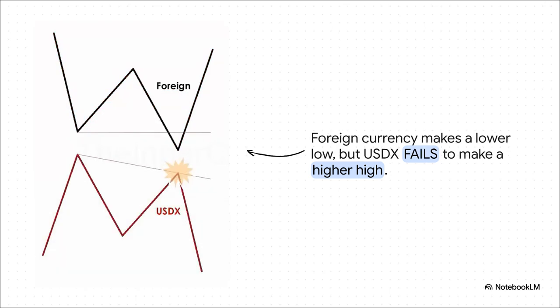Let's say the foreign currency makes a new lower low, and it looks super bearish on the surface. But at the exact same time, you look over at the dollar index, and it fails to make a new higher high. The dollar is showing you underlying weakness. This tells us that move down in the foreign currency might just be a trap, a final push to grab sell stops before a major rally kicks off.